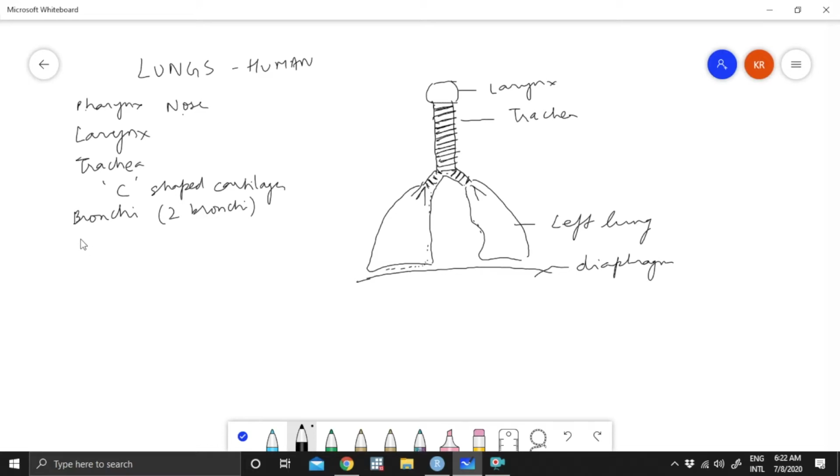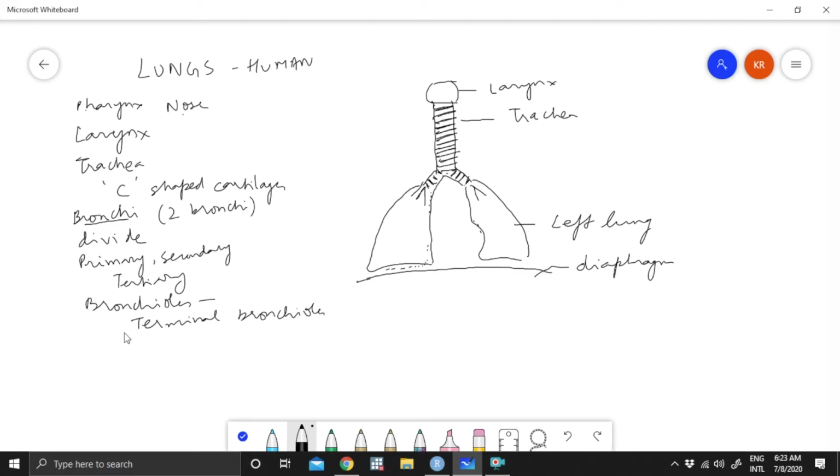Then these bronchi will keep dividing inside the lungs as primary, secondary and tertiary bronchi, and then these will divide into bronchioles, and ultimately as terminal bronchioles.